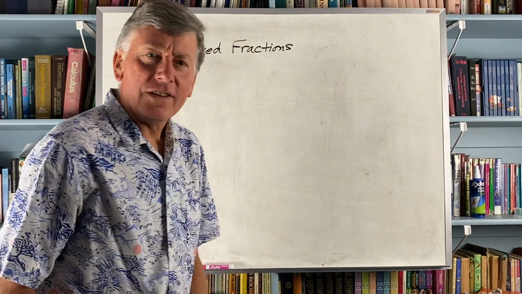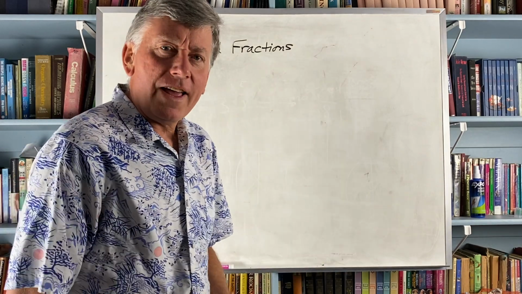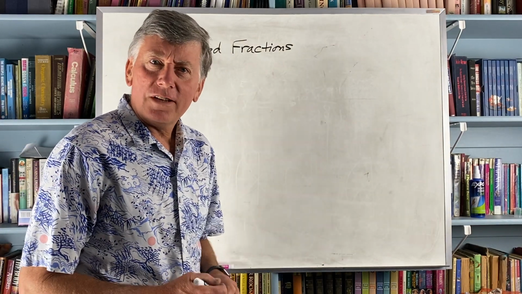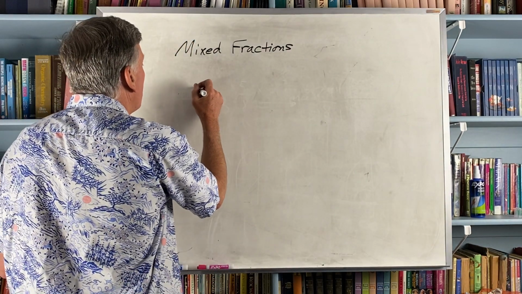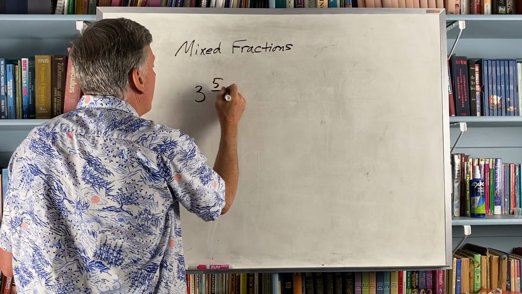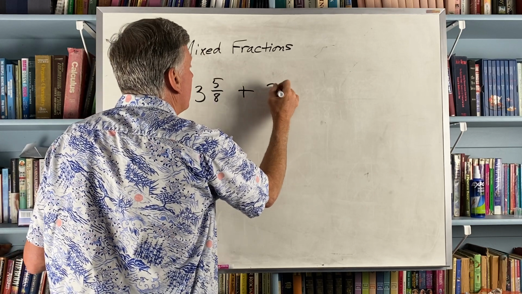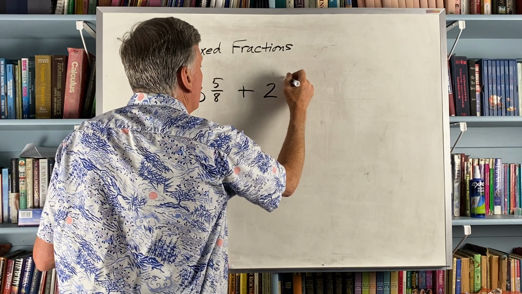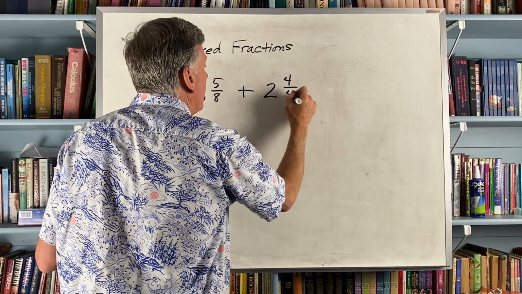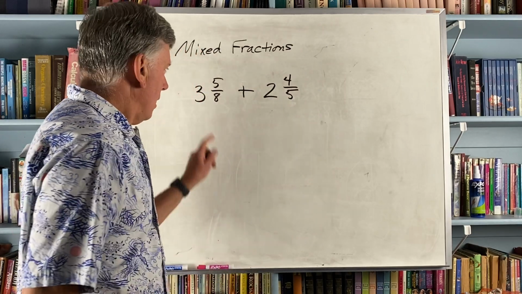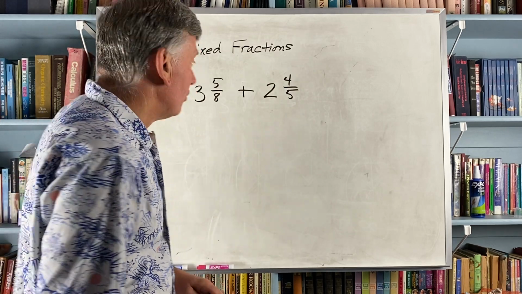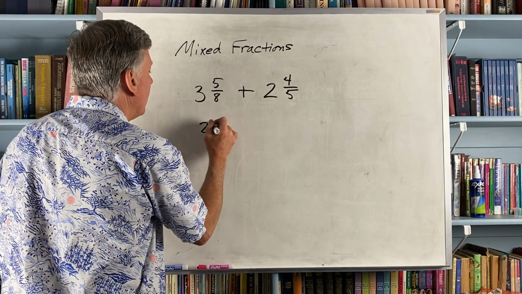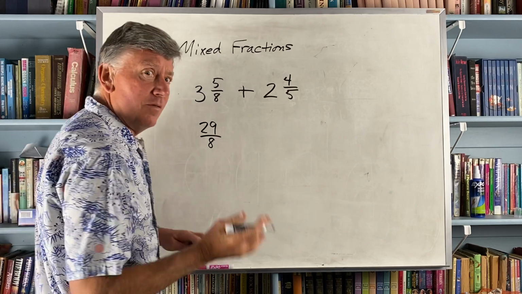But what you are going to see all the rest of your life is finding the common denominator. And let's go ahead and stick with the mixed fractions for now. Let's suppose that I'm adding 3 and 5/8 to 2 and 4/5. My first step, of course, is to convert these into improper fractions. This is going to be 29/8 like before.